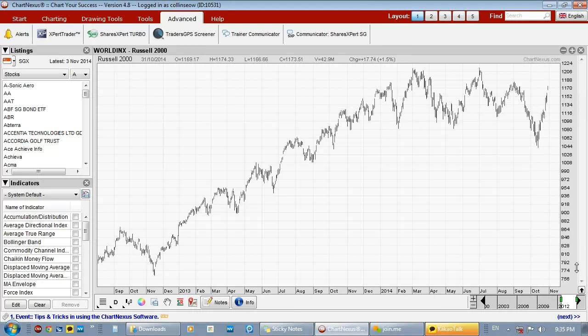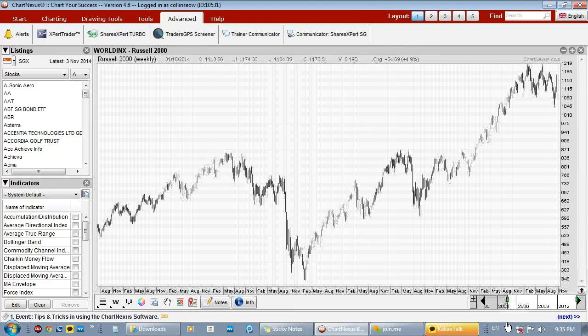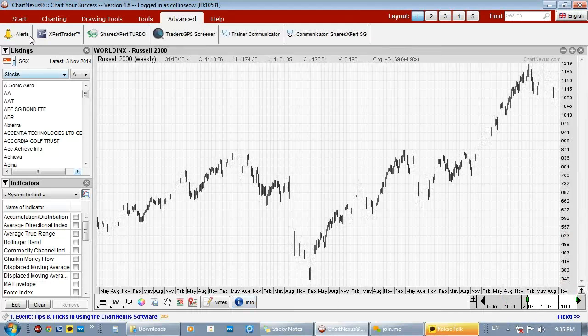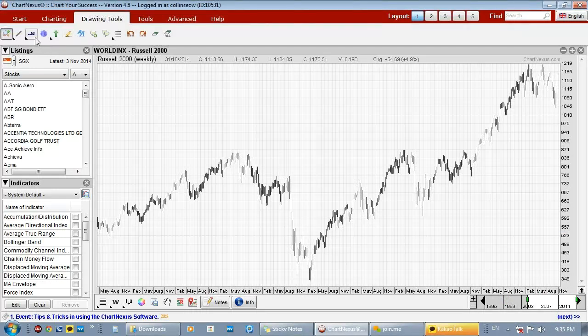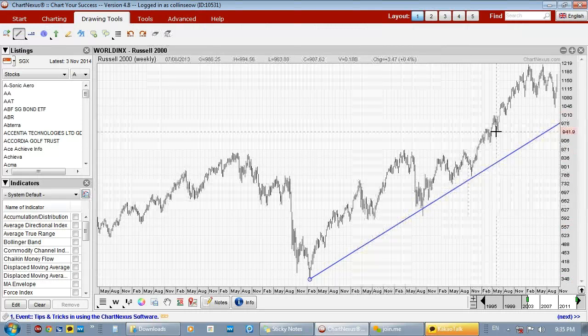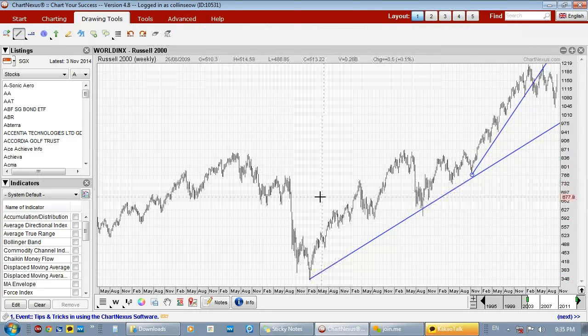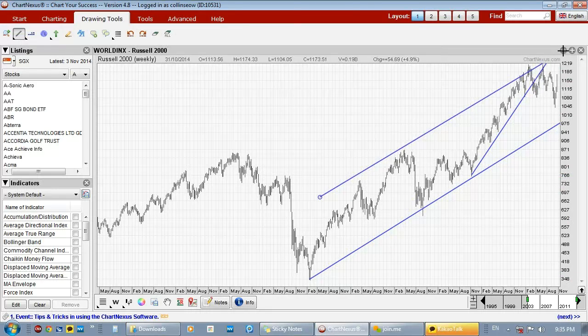You'll see from here that this is the Russell chart over a longer period of time. Let's draw the uptrend line from here. Another uptrend line will be from here onwards. So this will be the uptrend channel, and we have corrected this part, but we are still on this uptrend.